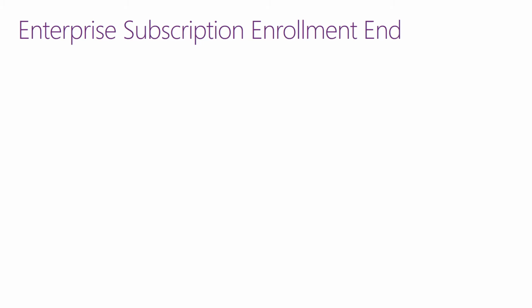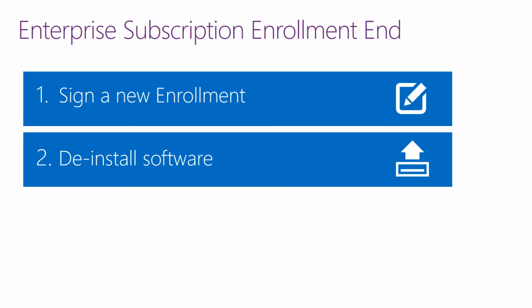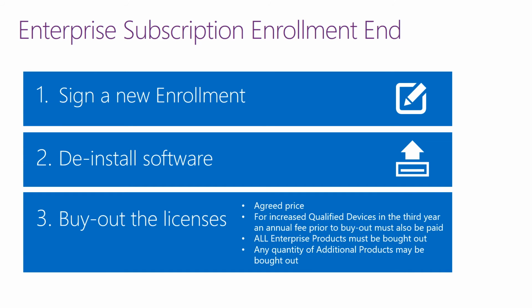Now, because of the very nature of an enterprise subscription enrolment, there are important choices to be made at the end of the 3-year term. One choice is, of course, to sign a new enrolment, and if that isn't done, then since a customer doesn't own the licenses, they must deinstall any software they have been using. The final option is to buy out the licenses, and this essentially means converting them to perpetual licenses.